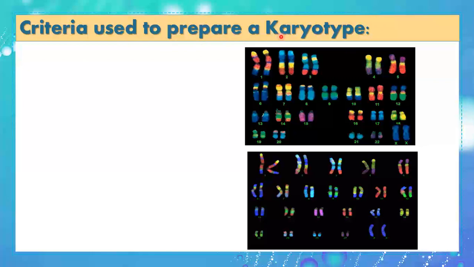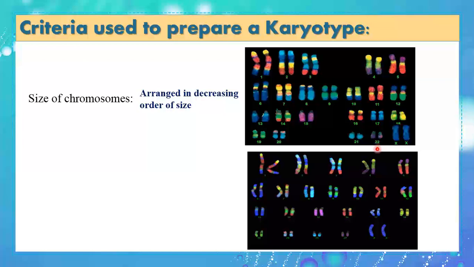The first obvious thing you're seeing is that chromosome number 1 is larger than chromosome number 21. So we can say that the first criterion is the size of chromosomes. And how are they arranged according to size? They are arranged in decreasing order of size, where chromosome number 1 is the largest and the size decreases until we reach chromosome number 22.